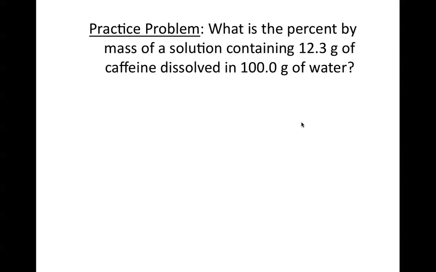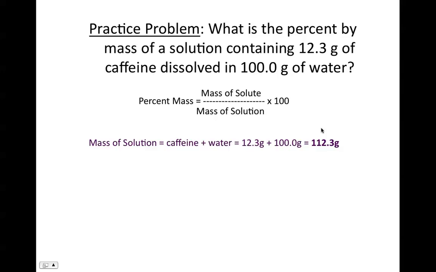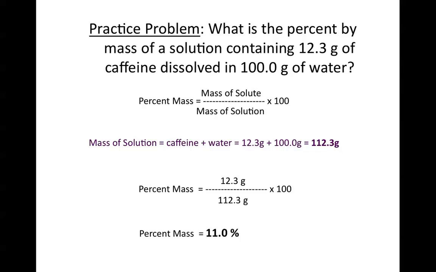For the practice problem for percent by mass, it says what is the percent by mass of a solution containing 12.3 grams of caffeine dissolved in 100 grams of water. Looking at our formula, that caffeine is our solute, our solution has to be both the water and the caffeine. So we need to add those together to get 112.3 for my solution. Then we plug in the 12.3 grams on top, the 112.3 grams on the bottom, and when we calculate that, we get 11%. So 11% of the mass of my solution would be from caffeine.